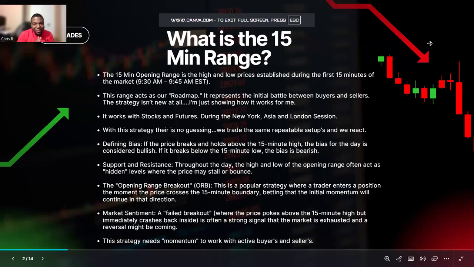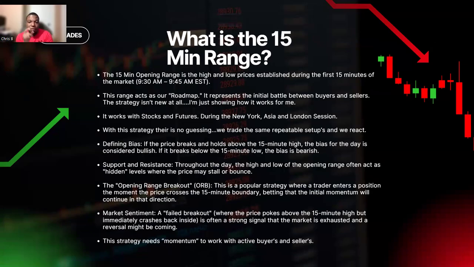The 15-minute opening range is the high and low prices established during the first 15 minutes of the market. Now, I trade the New York session, so for me, that's the 9:30 to 9:45 candle. For the Asia session, that is the 6 p.m. Eastern to 6:15 Eastern session. This range, as I've learned and what I've noticed, acts as our roadmap. It represents the initial battle between buyers and sellers.